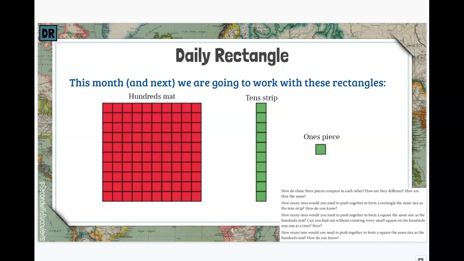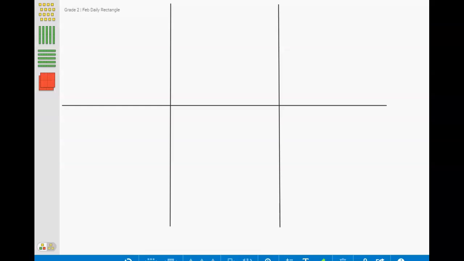Now that we've had a moment to look at the pieces we'll be using, let's look at where we'll be putting them. When we update our base 10 bank, we'll be using this chart. We have all of our pieces over on the left, our hundreds mat, our 10 strips, and our ones pieces. We will put our hundreds on the left here, our tens in the middle, and our ones on the right. Before we start to fill in this chart, let's look at how we will be doing that.